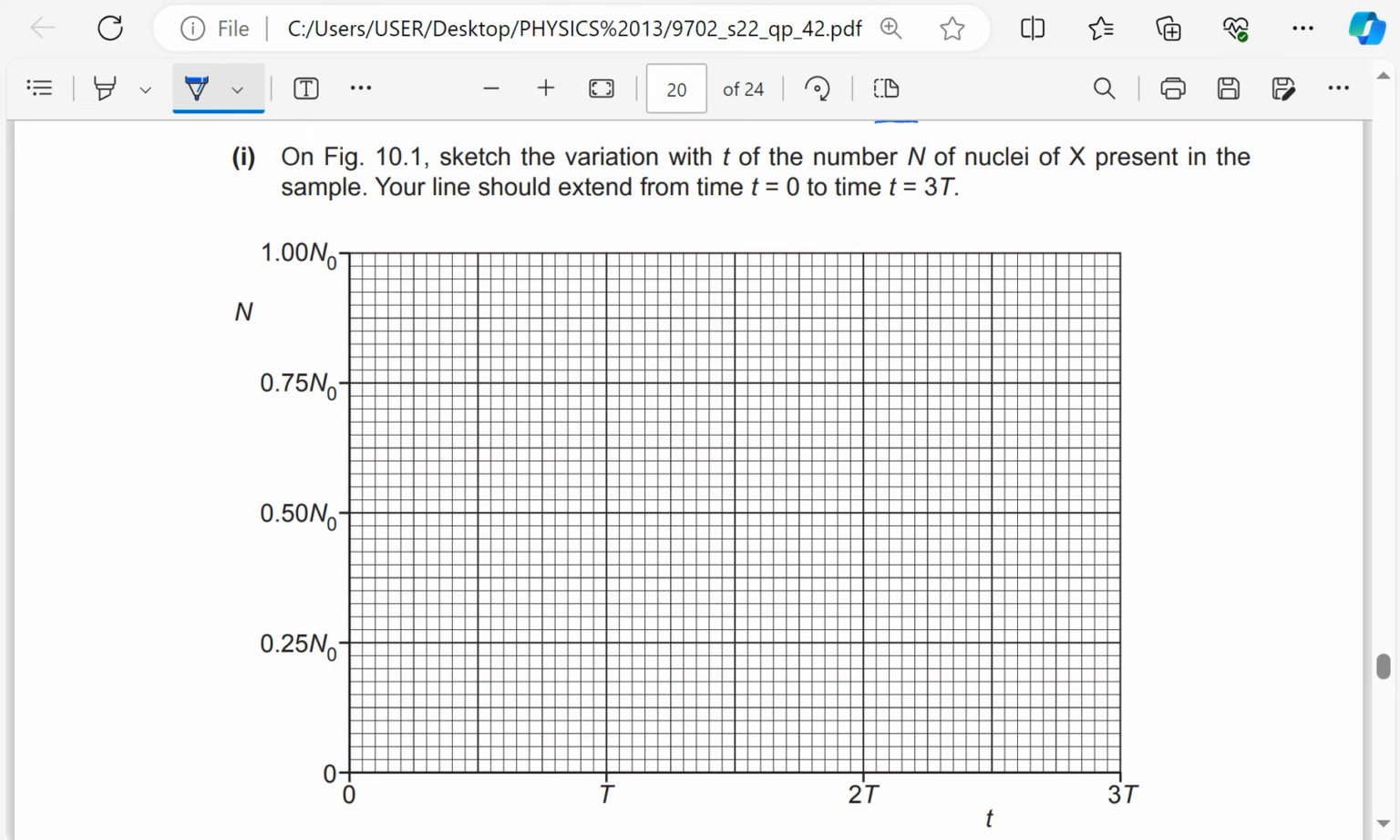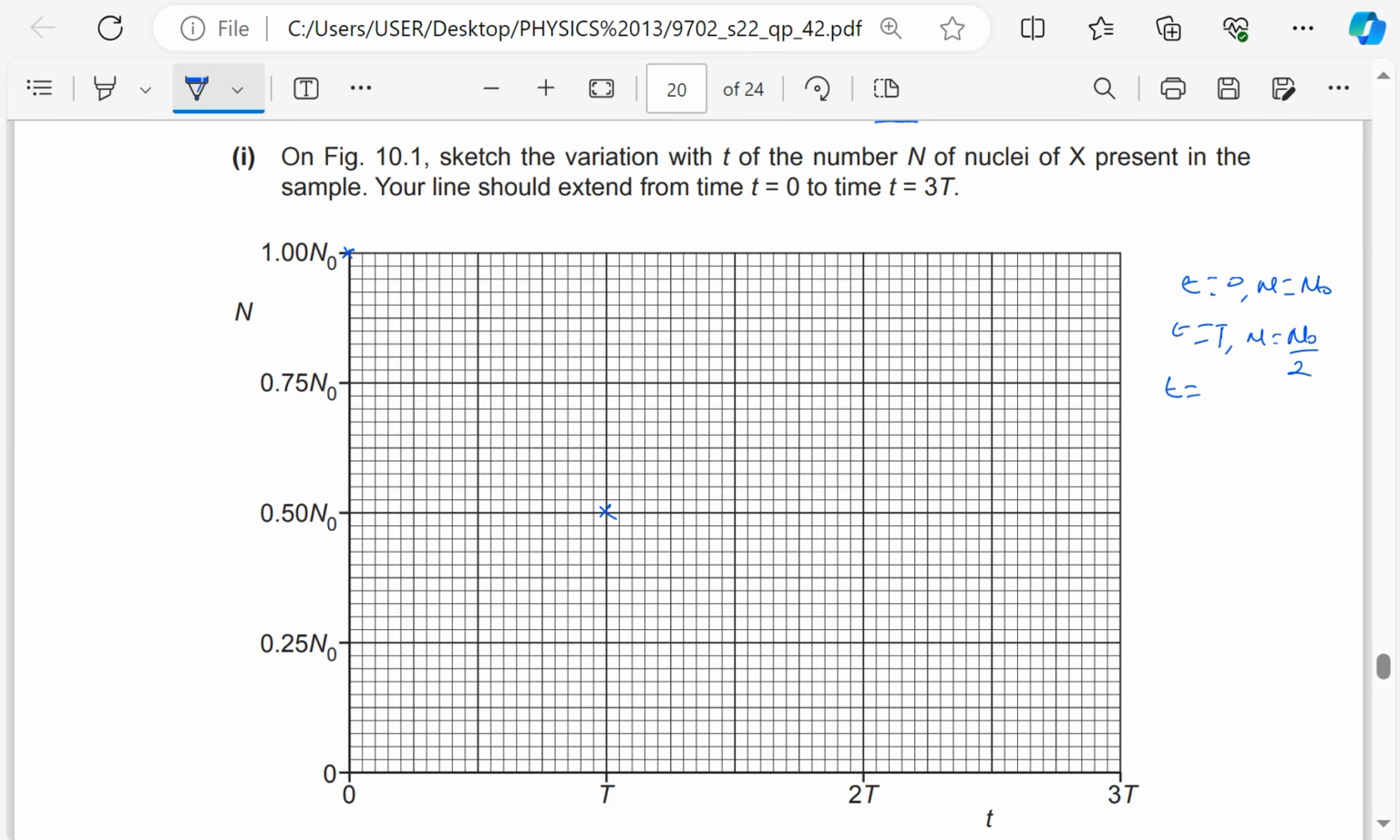Of course, at t equals 0, N equals N naught. So we start from this point here. Then at t equals half-life, that is capital T, N is equal to a half of the original, because half-life is the time taken for the number of nuclei present to reduce to half. So this will be N naught over 2, which is 0.5.